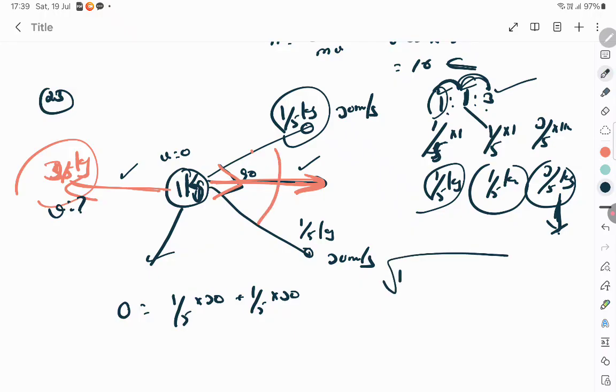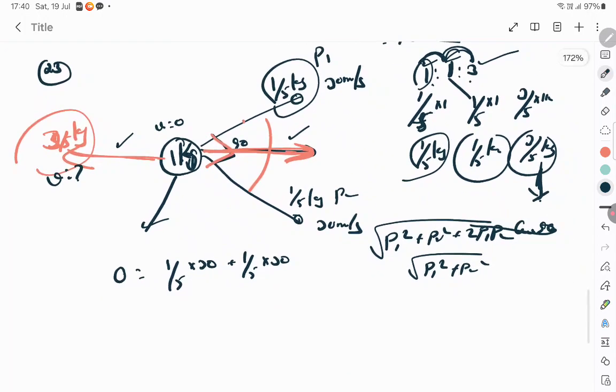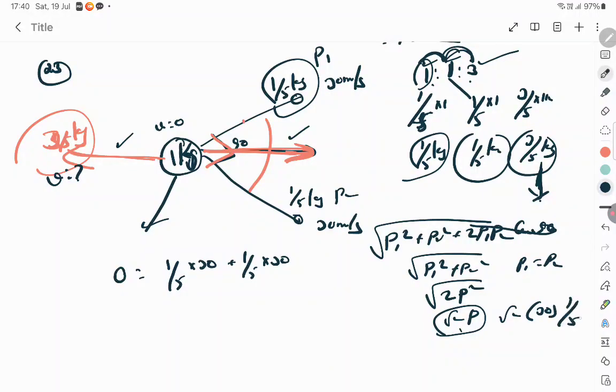It's the square root of P1 square plus P2 square plus 2 P1 P2 cos theta, considering this is P1 and P2. Cos 90 is simply 0. Therefore it's root of P1 square plus P2 square, and they both are of the same mass and same velocity, so considering P1 equals P2, it's root of 2P square, so root 2 P. So root 2 into mass into velocity: mass is 1 by 5 into 30 is 6 root 2. So you understand that this momentum is just 6 root 2.